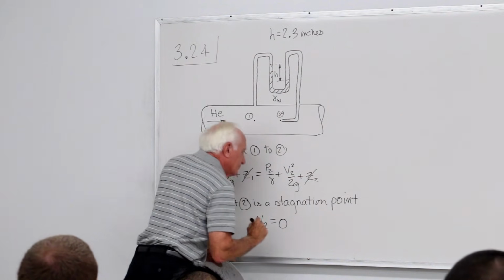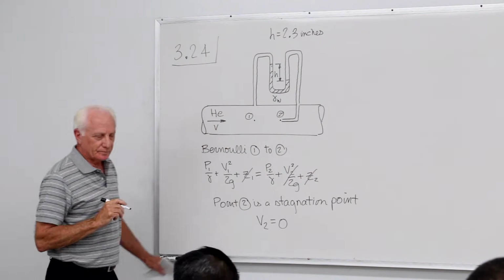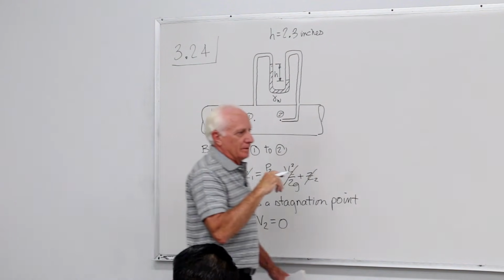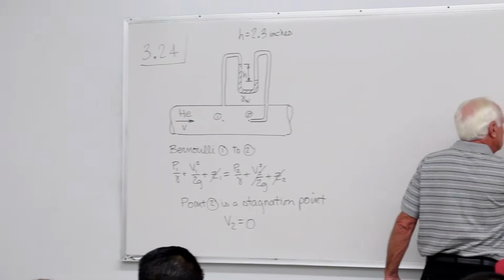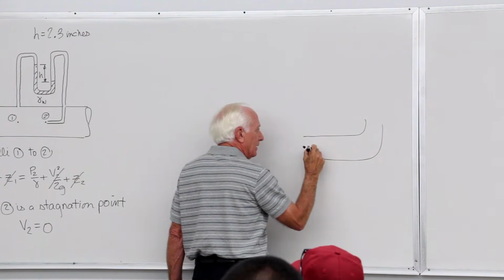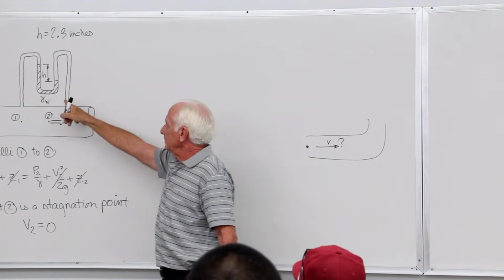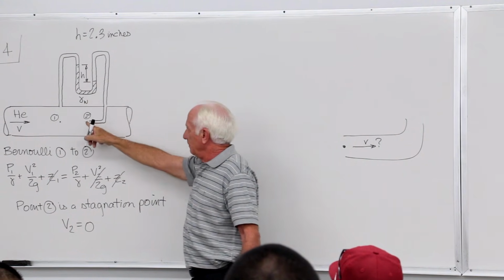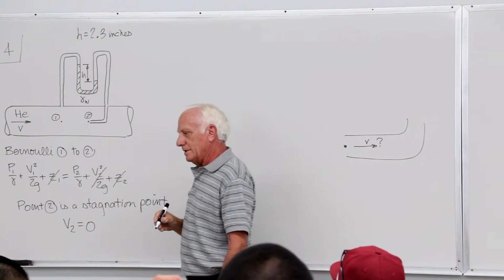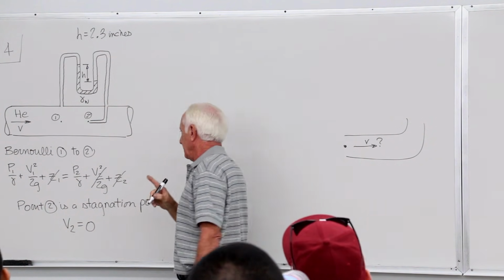V2 is 0. V2, gone. Why? Well, here it is. When I get to this point here, can the fluid flow up this way? No, look, there's water in there. If the fluid flowed in there, it would blow the water out. No, it doesn't. The fluid is static in that tube.